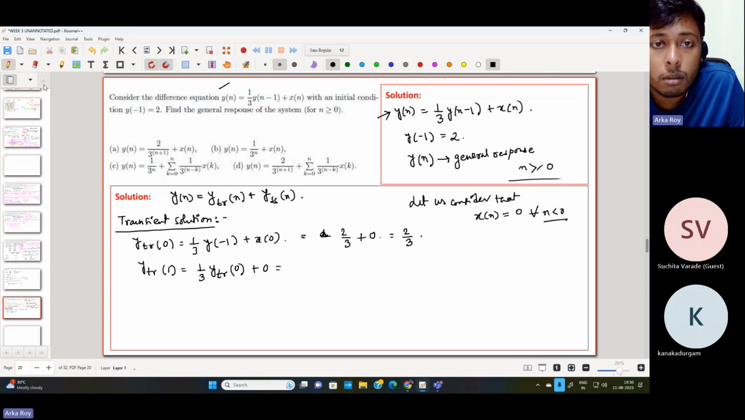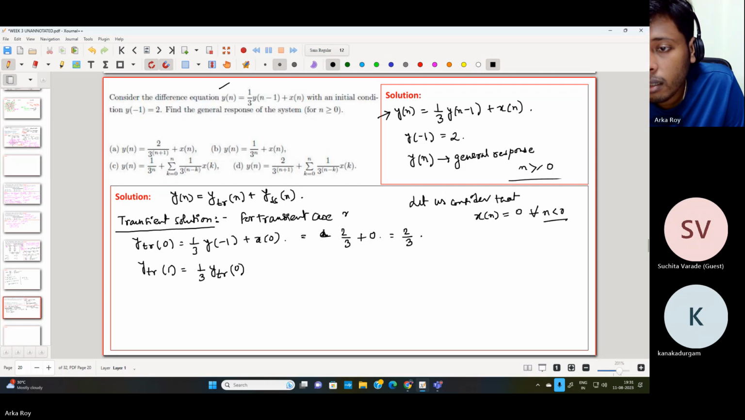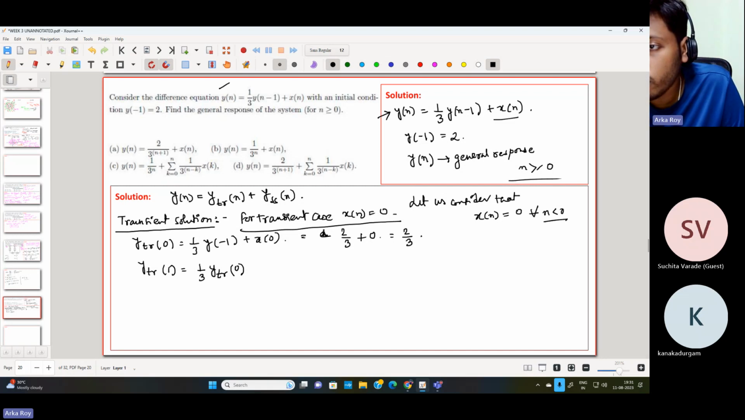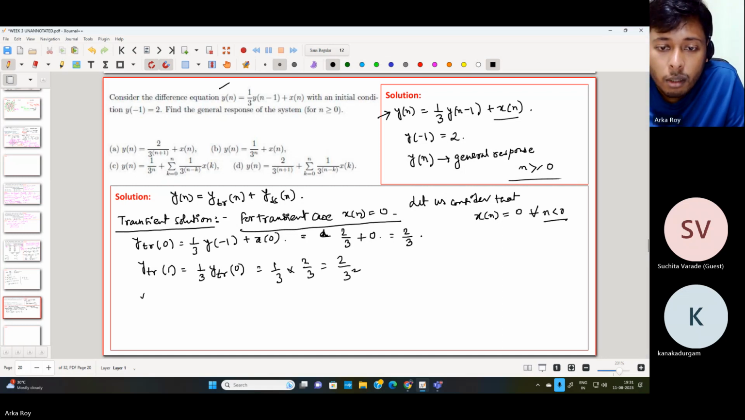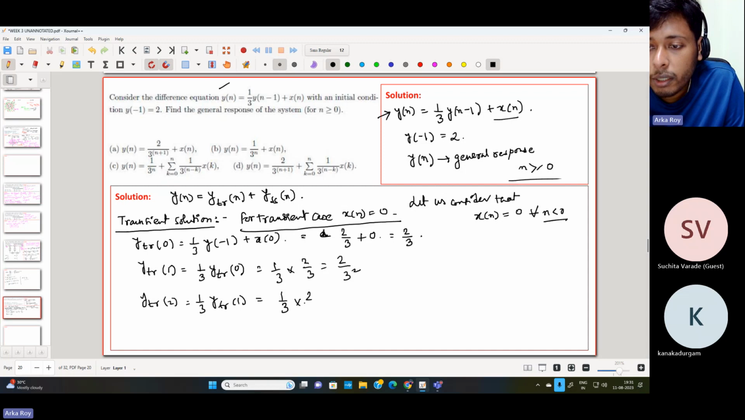For the transient case x of n is equal to 0, as because for the transient case we don't consider the input, so that will be 0, and 1 upon 3 will be multiplied with 2 by 3, so 2 by 3 square. Now ytr at 2 will be 1 upon 3 ytr at 1, therefore 1 upon 3 into 2 by 3 square. So 2 by 3 cube.